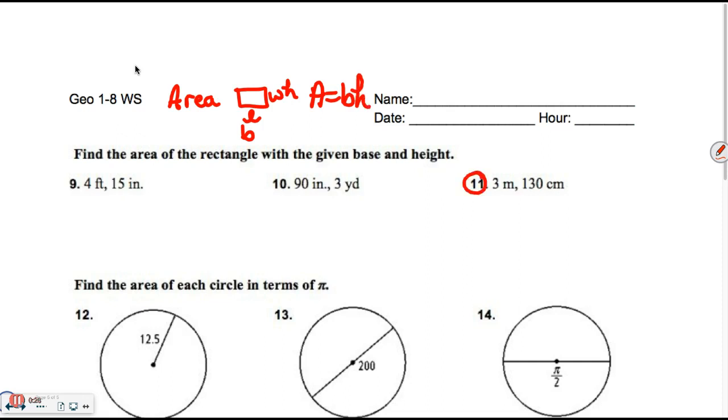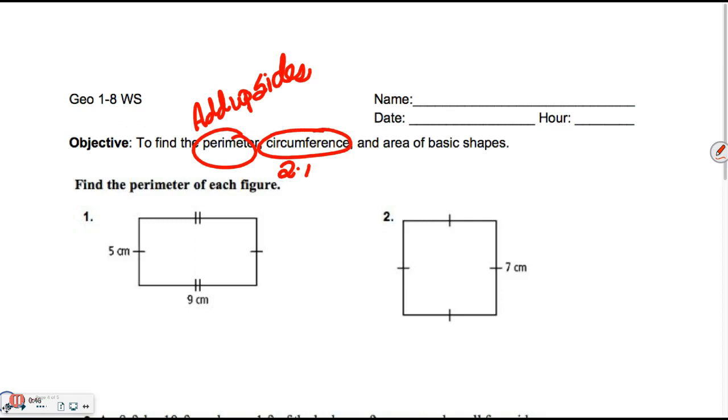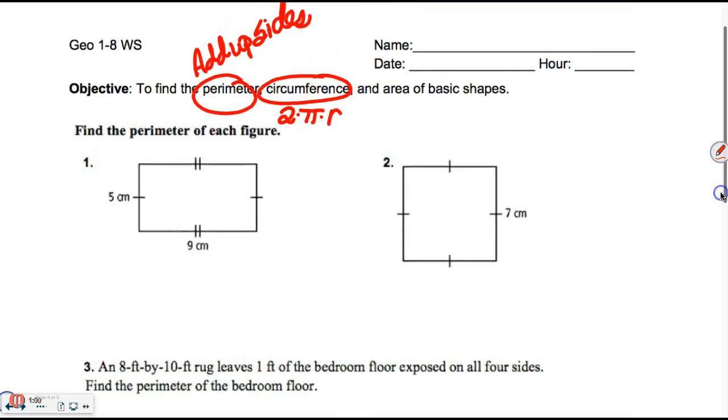So for number 11, whoops, how about we go back to number 1, rude, huh? Perimeter, we add up all the sides. And I would write that on your note card. Circumference is the distance around the circle. It's 2 times pi times the radius. So I would write both of those on your note card. To find perimeter, add up the sides. To find circumference, we do 2 times pi times r.